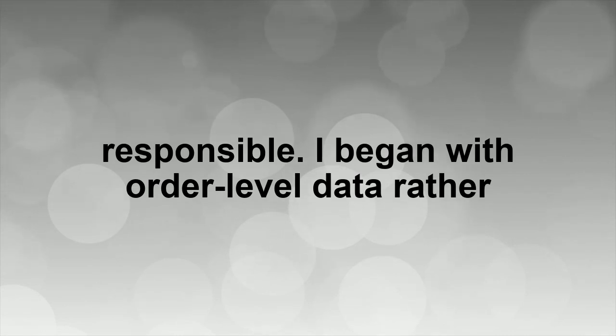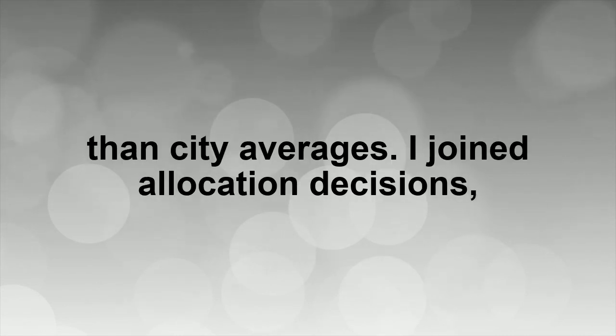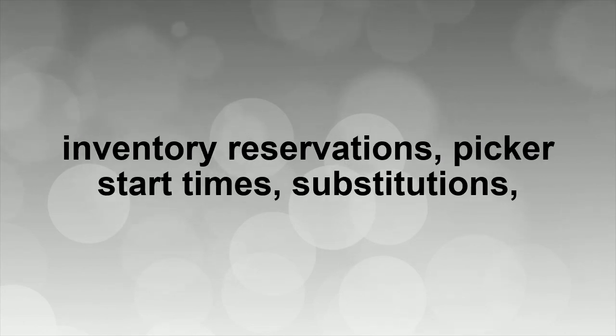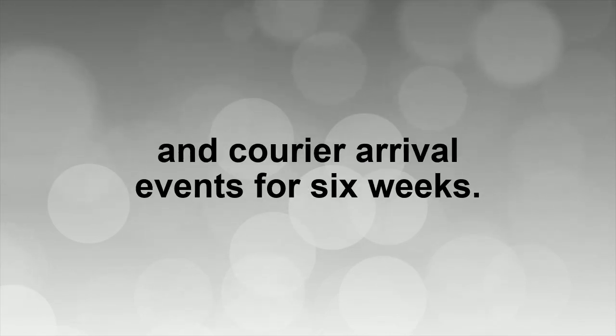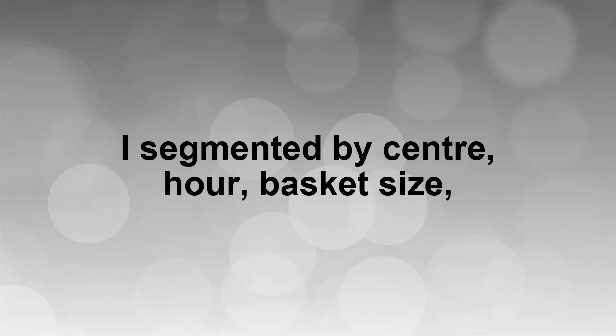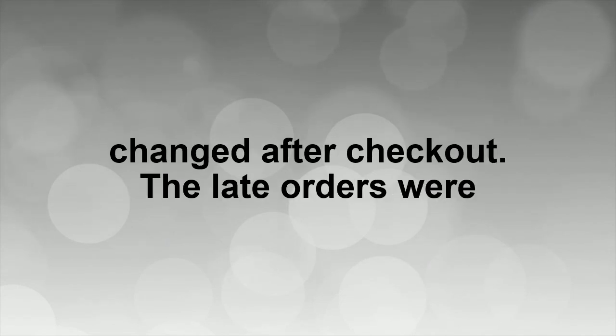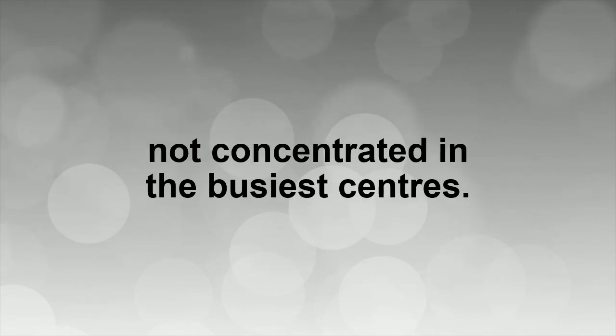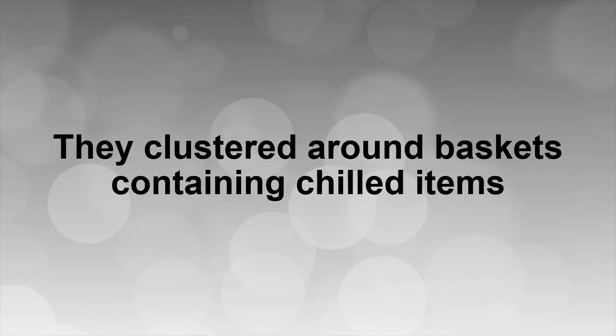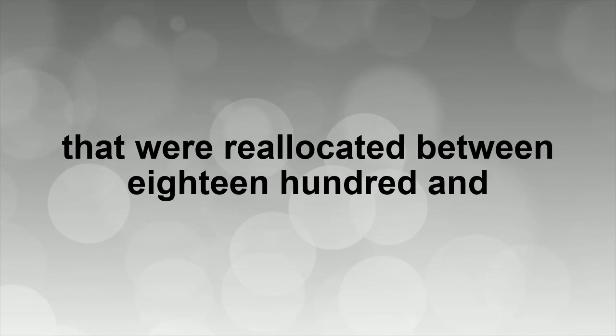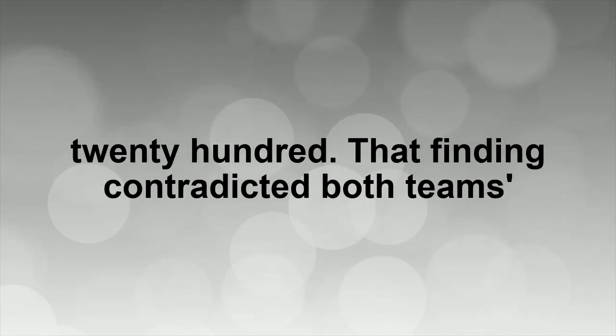I began with order-level data rather than city averages. I joined allocation decisions, inventory reservations, picker start times, substitutions, and courier arrival events for 6 weeks. I segmented by center, hour, basket size, temperature zone, and whether the allocation had changed after checkout. The late orders were not concentrated in the busiest centers. They clustered around baskets containing chilled items that were reallocated between 1800 and 2000.